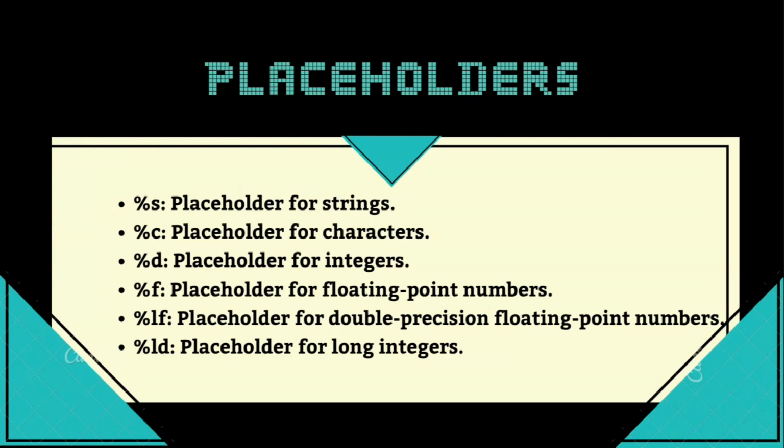Here are the format specifiers commonly used in C for different data types. %s for strings, %c for characters, %d for integers, %f for floating point numbers, %lf for double precision floating point numbers. Last but not least, %ld for long integers.